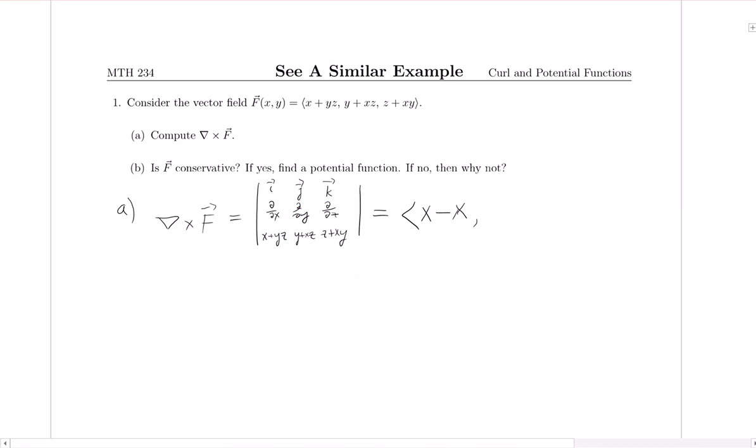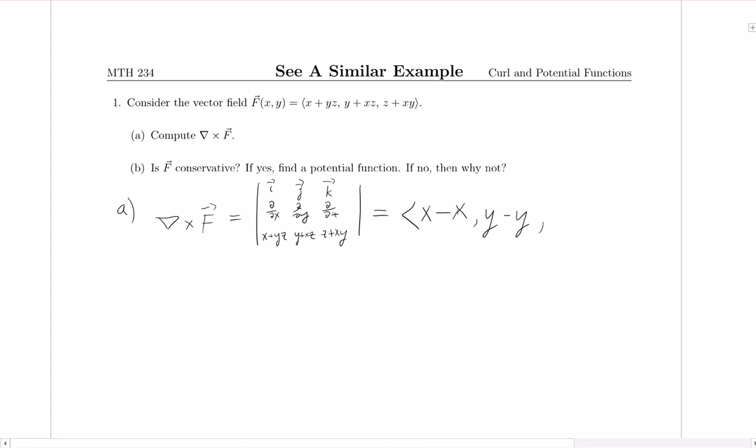Second, the j component, or the y component of this vector, is the 2x2 determinant of the first and third columns, but we do it backwards. There's a minus sign. So first we do partial z of x plus yz, which is just y, minus the x derivative of z plus xy, which again is just y.